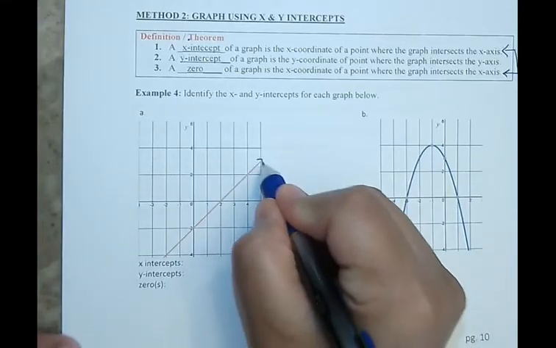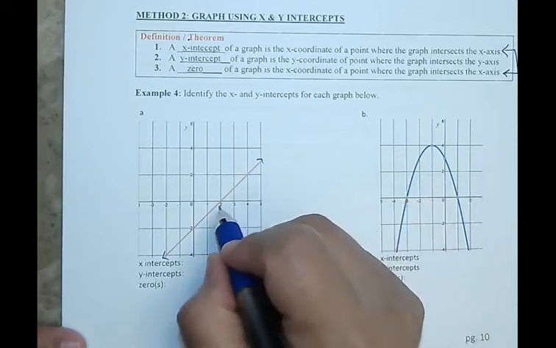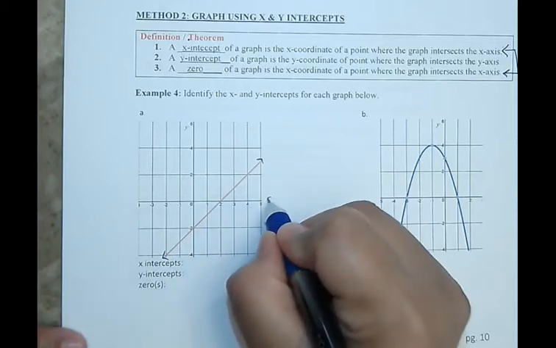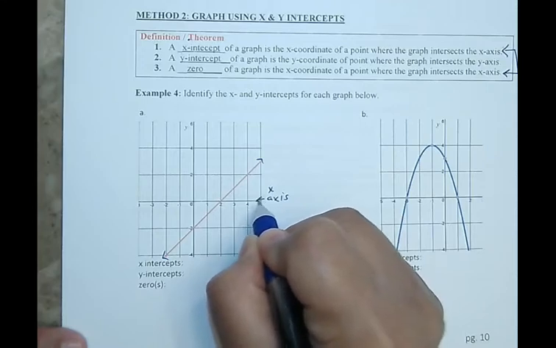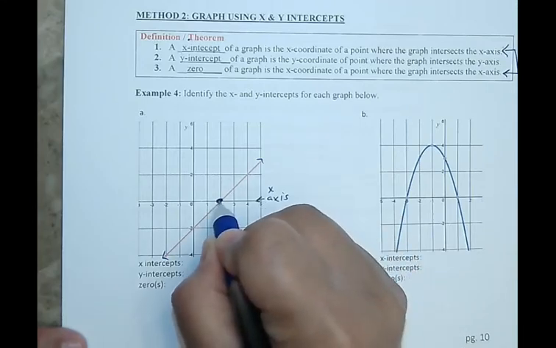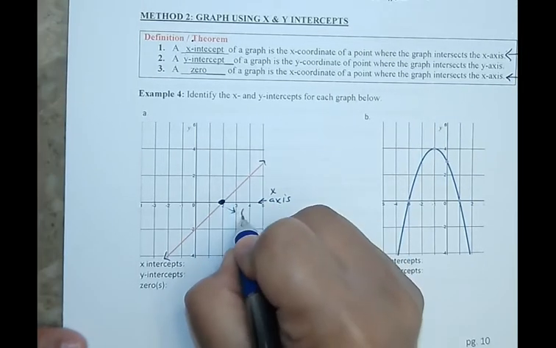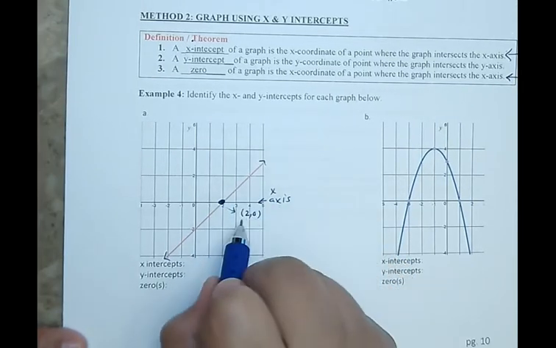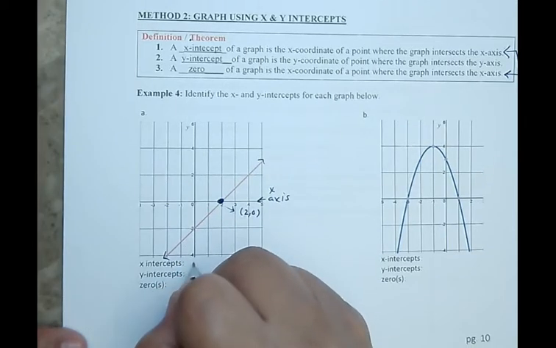So it says identify the x and y intercepts for each of the graphs below and the zeros. So here you have this line. Let's look at the x-intercept first. The x-intercept is the x-coordinate of a point where the graph intersects the x-axis. So here's your x-axis, this line right here. You can see that your graph is intersecting here. That point here is 2, 0. So my x-coordinate is going to be a 2. So my x-intercept here is x equals 2.